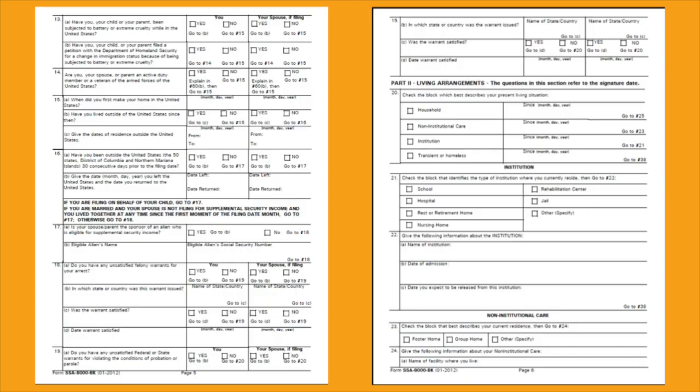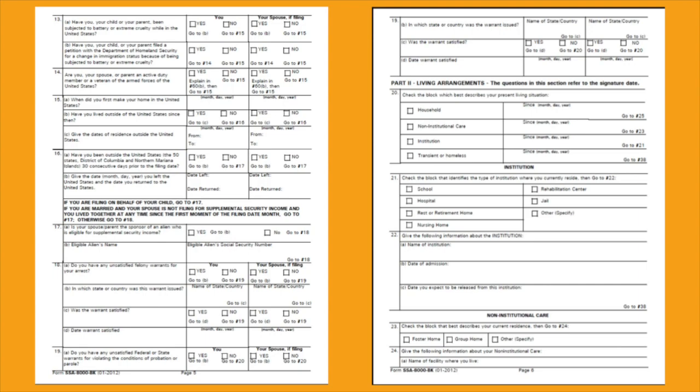Part 2, their living arrangements, it asks what kind of circumstances are you currently living in? And based on your answers to those questions, whether you're in a household, you're in a care home, you're in jail, you're in a skilled nursing facility, or you're homeless, those different types of living situations result in different amounts of money just based on formulas that Social Security uses that I don't pretend to know.